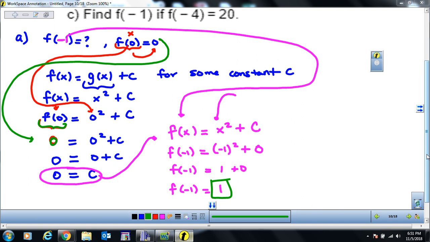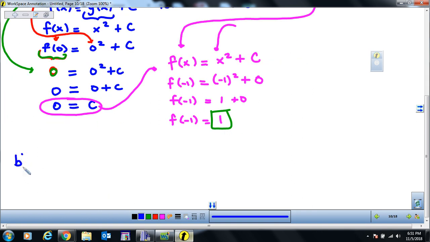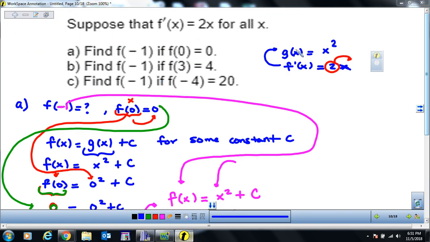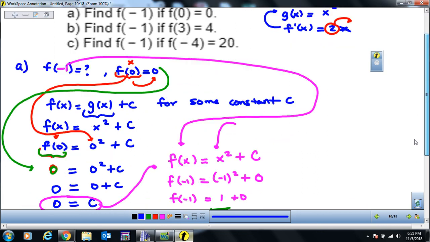For b, it's going to be the same thing. Okay. For b, let me write right here below. So I have been given to find f of negative 1, given that f of 3 is 4. Now that you did the formula, this one should be a little bit easier. So I'm still using the same derivative for all three. So g of x is going to be the same for all three, for a, b, and c.